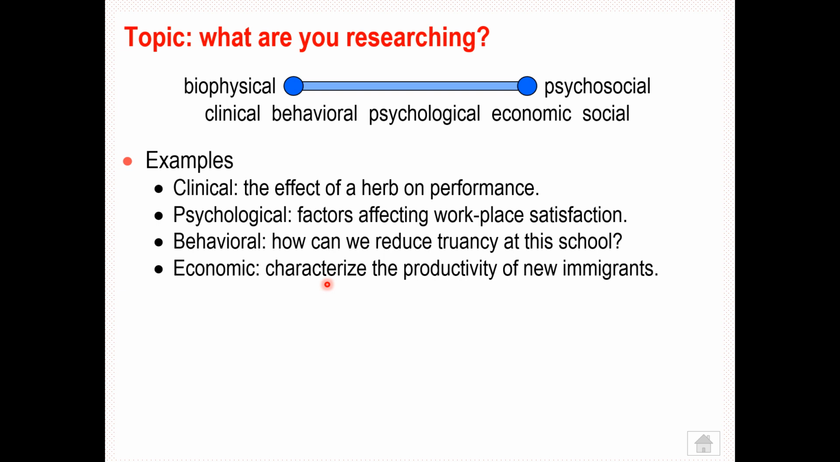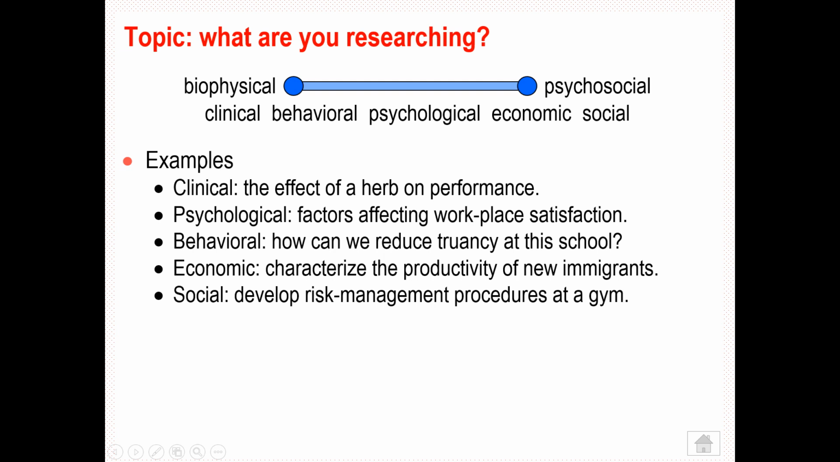You have a researcher, and the researcher comes to you. They want to do research in the field of economics. So you can gather a topic like characterizing the productivity of the new immigrants. Similarly, you have a person who comes to you and is seeking some guidance in a social study.